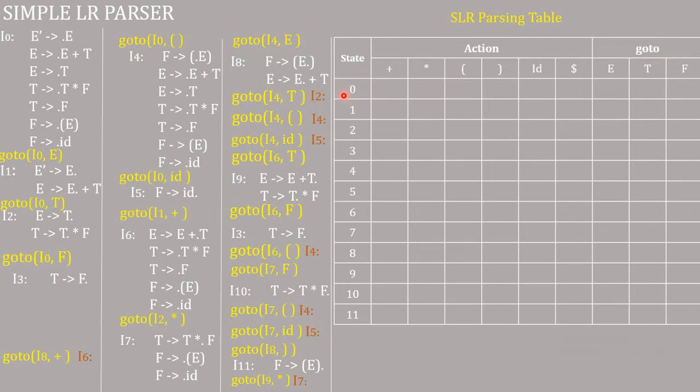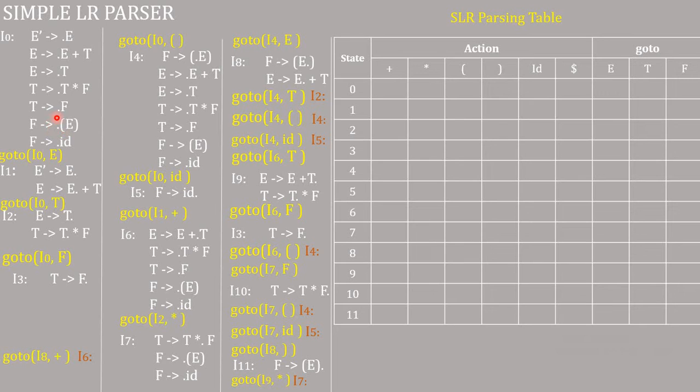First we consider state 0. As I said earlier, each state refers to an item set in the canonical LR0 collection, so for state 0 we have to refer to I0. In this, we have to look for productions in which the dot is followed by a terminal. In the first production, the dot is followed by a non-terminal. Here also non-terminal, non-terminal, non-terminal. But when you look at this production, F tends to dot open bracket E closed bracket, here the dot is followed by a terminal.